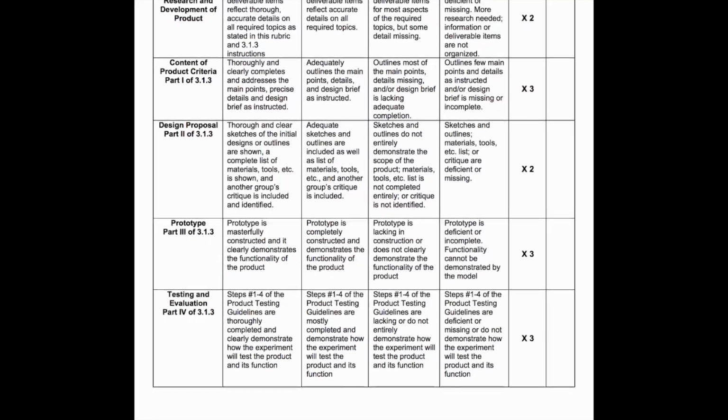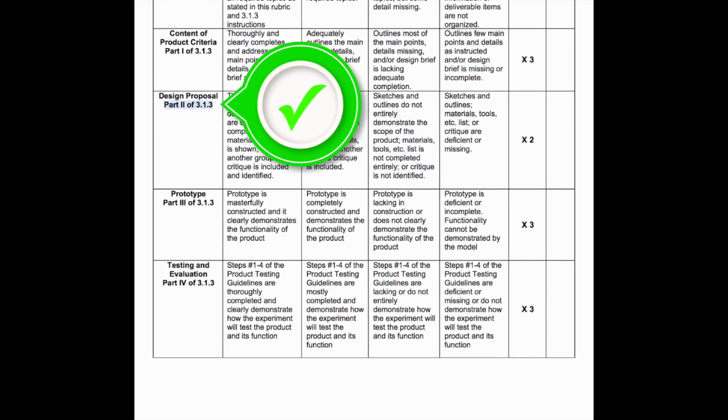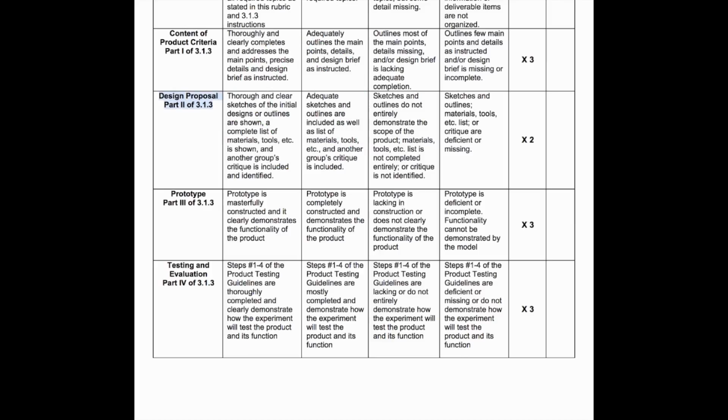We can then move down to the next row in the rubric, which starts part 2 of the instructions, and that is the design proposal. It says you have to have thorough and clear sketches of the design, include a complete list of materials, tools, etc., and also have another group's critique included and identified. You should take the advice of the other group, or if you do not take their advice, you need to address why you thought your approach was better than what they recommended. So that shows that you've gathered feedback and considered that within the creation of your product.